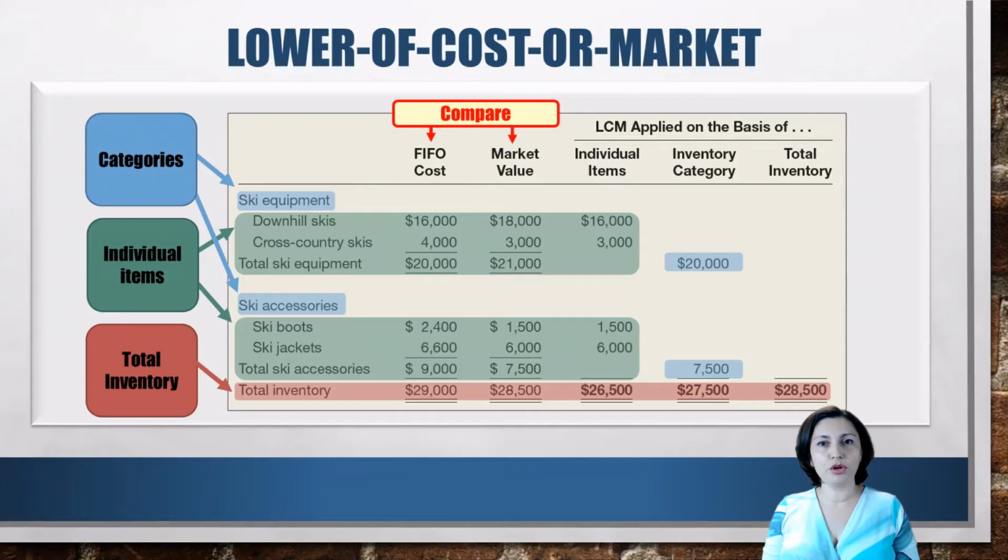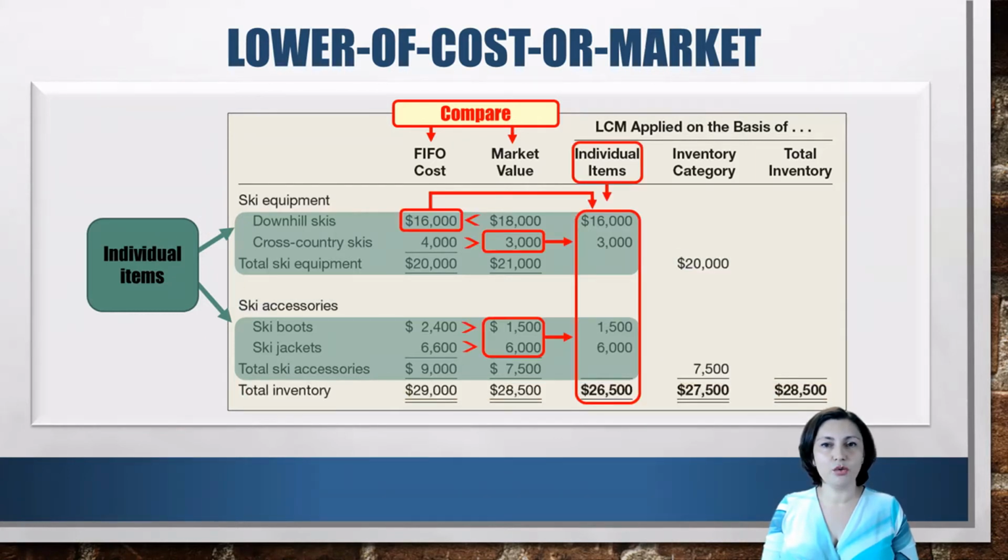We can apply the lower of cost or market rule to individual inventory items, the categories of inventory items, or to the total inventory. Let's look at the example. Assume that Joel's ski shop uses the FIFO cost flow assumption. The store sells various lines of merchandise with costs and market values shown on the screen. Measured at its FIFO cost, the inventory of Joel's ski shop is currently recorded at $29,000 in the general ledger.